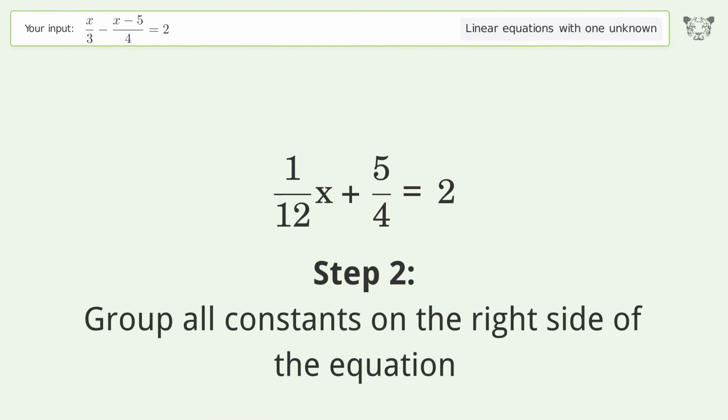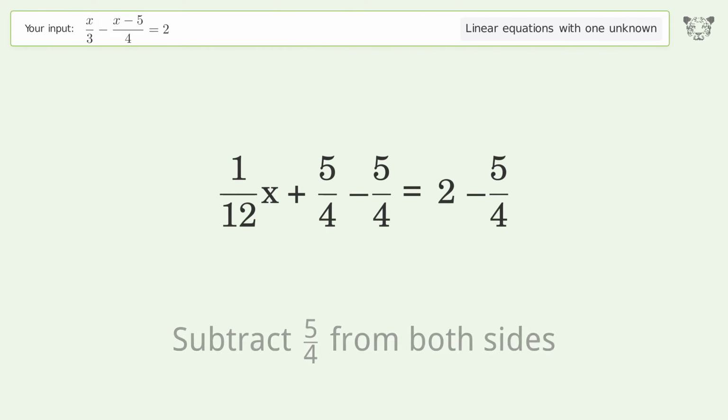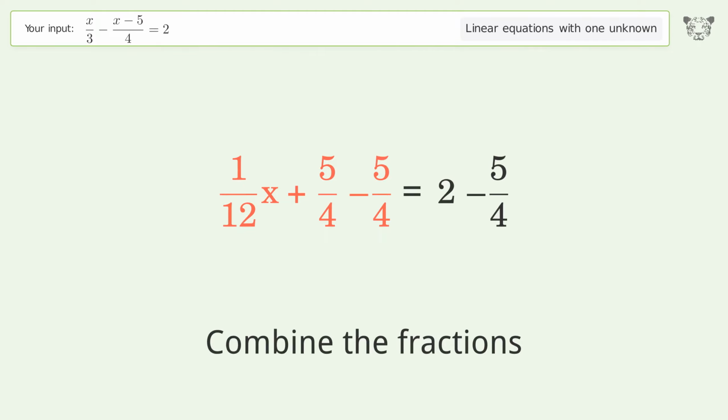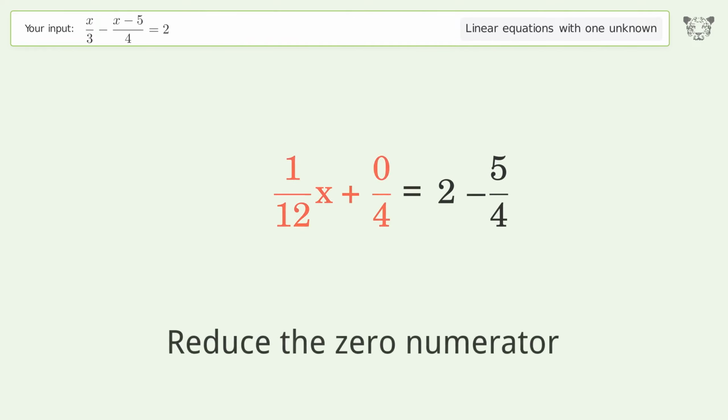Group all constants on the right side of the equation. Subtract 5/4 from both sides. Combine the fractions. Combine the numerators. Reduce the zero numerator.